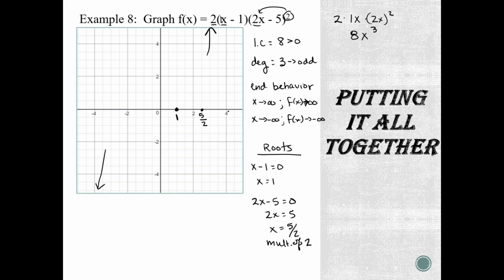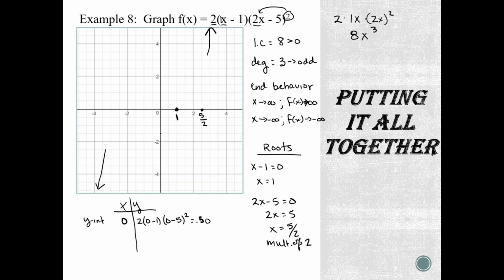Okay. Now, the other thing I want to do, just to fill in some detail, would be to find a couple of more points. The first one I want to do is find the y-intercept. We found the x-intercept, so we want to find the y-intercept. That means x is 0. So I'll have 2 times 0 minus 1 times 0 minus 5 squared. So that's going to end up being at, let's see, that'll end up being at negative 50.